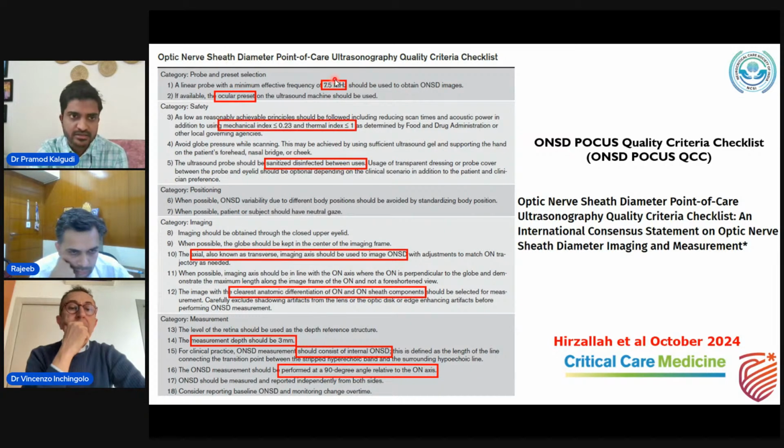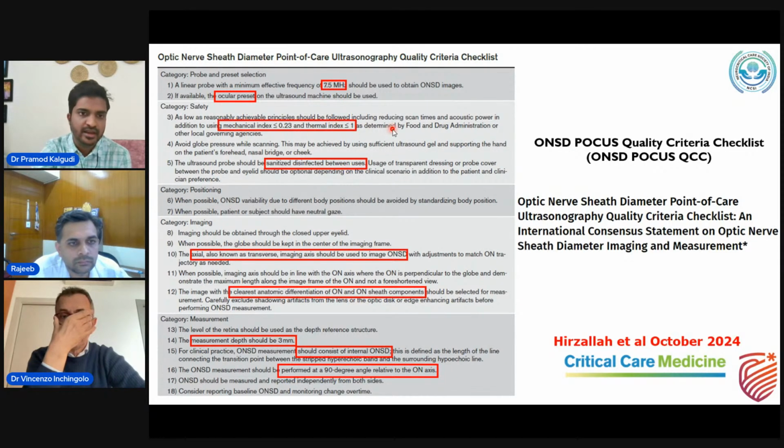The probe generally used is a high frequency linear probe, that is a 7.5 megahertz probe. And sometimes we use the ocular preset if it is available. If it is not, we have to make sure that the mechanical index and the thermal index are kept low. How do we do that? We follow the ALARA criteria. A mechanical index of less than 0.23 can be achieved by reducing the power in your Doppler, and the thermal index would be less than 1 if you measure as quickly as possible, in less than 5 minutes.